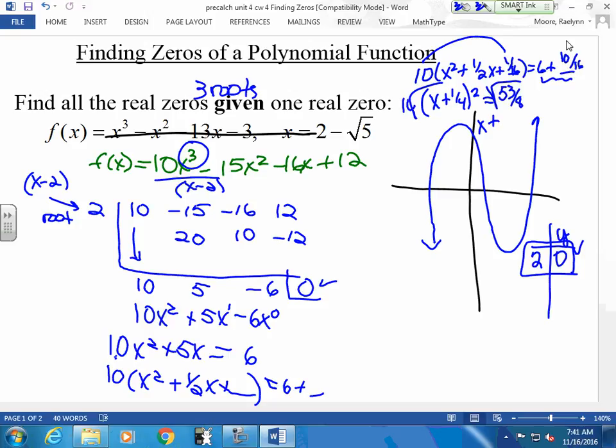I took the 10 out. Okay, so we're going to have to divide, even messier. We have to divide this by 10, and then we're going to take the square root. You can divide this by 10 in your calculator.